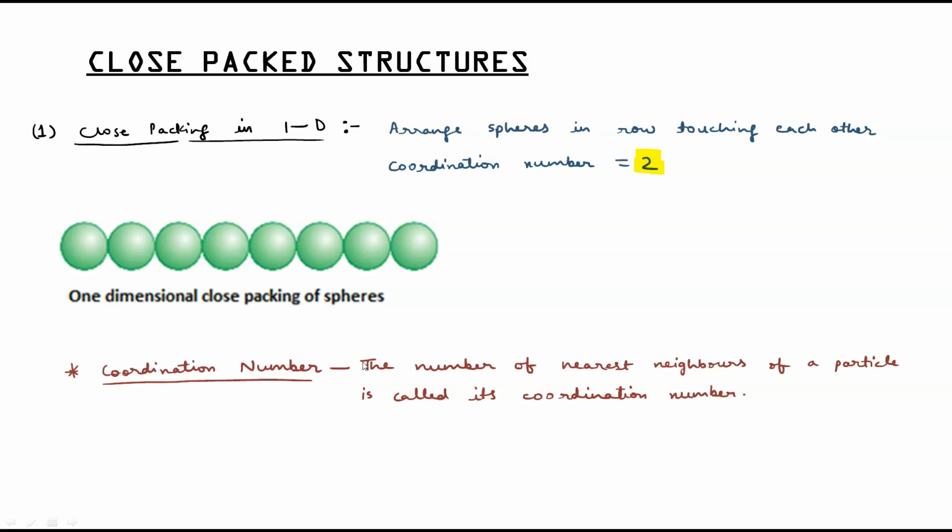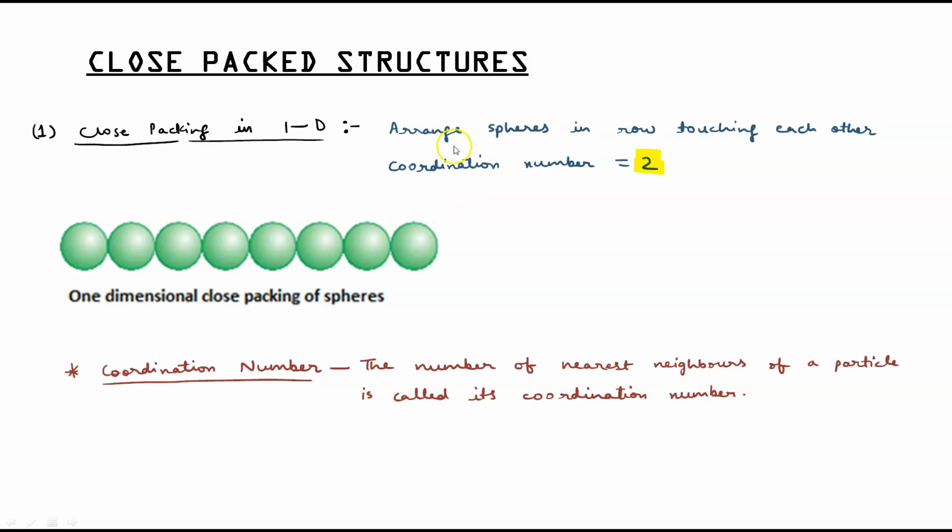So let us consider the constituent particles as identical hard spheres. In this diagram, you can see these identical hard spheres, and we build up three-dimensional structures in three steps. In the first step, close packing in one dimension.